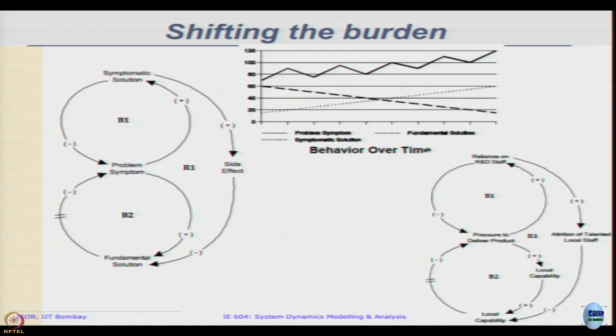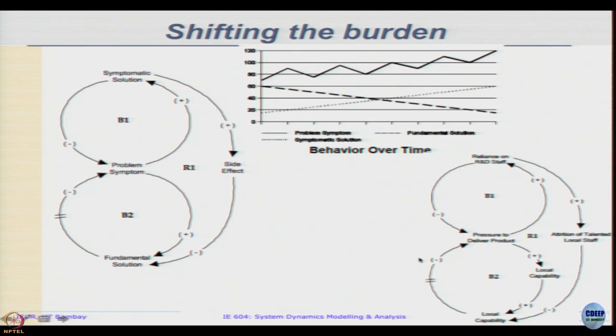Second is the shifting the burden archetype. The left side here shows the generic structure. So, we have a problem symptom, then there is some symptomatic solution. Once we apply it, the problem symptom disappears; based on the symptom we treat the problem and the problem disappears very fast. However, because of side effects of the symptomatic solutions that we are providing, the fundamental solution is always avoided, it is delayed. So, after some time the problem again appears, again we give a symptomatic solution, again the problem disappears temporarily. However, the fundamental solution was never addressed. Instead of looking for a solution to the fundamental problem, we are looking at solving these symptoms.